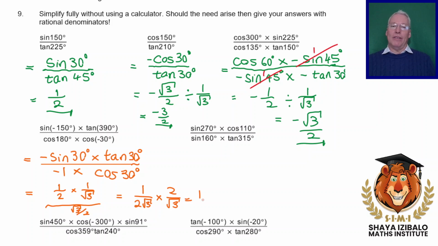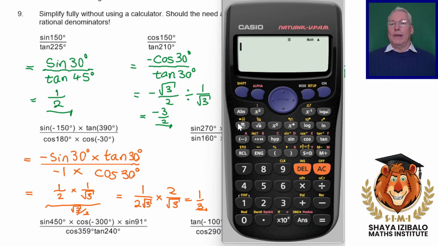Right, I'm inclined to just check that, really hoping we haven't made any silly mistakes. If we check it on a calculator, we'll be able to confirm that. Okay, so let's have a look. Sine of minus 150 multiplied by the tan of 390 divided by the cos of 180.